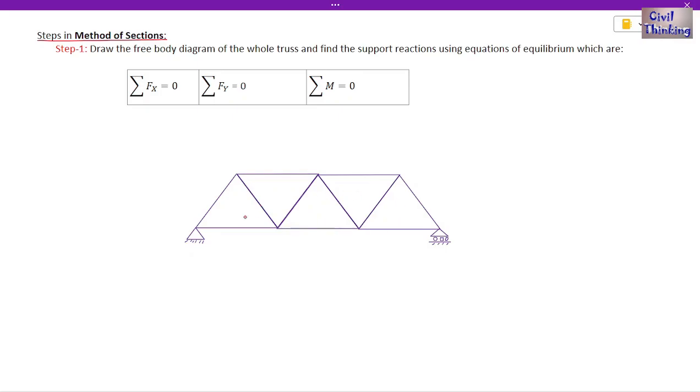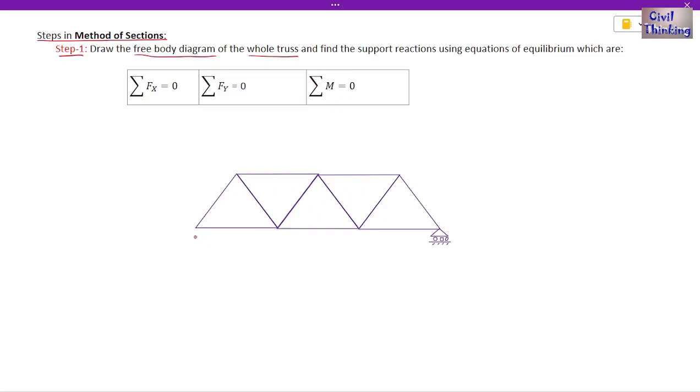As you can see, this is a truss and they are the supports. This is a hinge support or a pin support, and this is a roller support. Now we have to draw the free body diagram of the whole truss. First of all, in the first step we draw the free body diagram of the whole truss. Now for example, this is the truss and we have to draw the free body diagram. What we do, we convert these supports into support reactions. Now let me erase this.